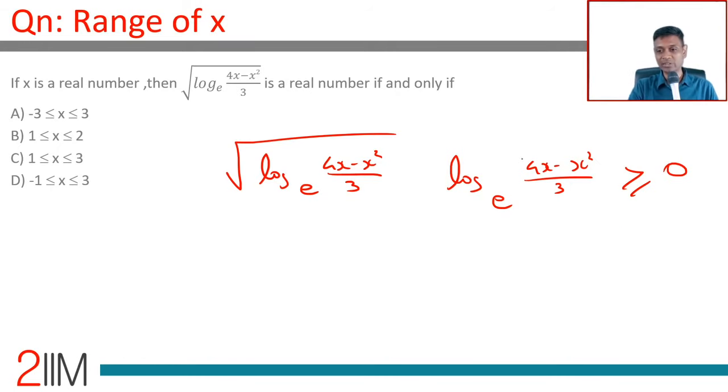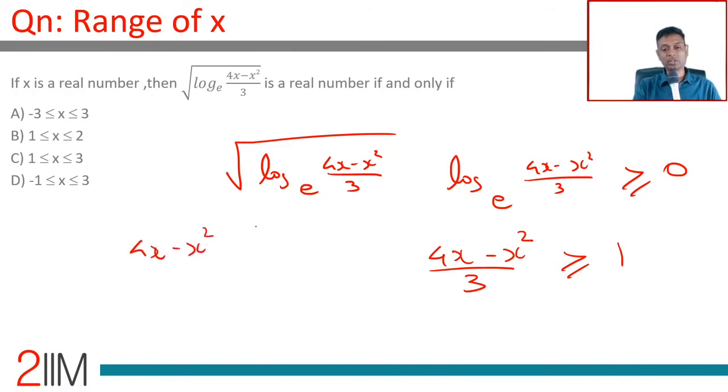Now let's go to the next step. Log of something is greater than or equal to 0, or that something, (4x minus x square) by 3, should be greater than or equal to 1. Log 1 to the base e is 0. Anything more than 1, the log of that number will be greater than 0. So (4x minus x square) by 3 should be greater than or equal to 1, or 4x minus x square minus 3 should be greater than or equal to 0.